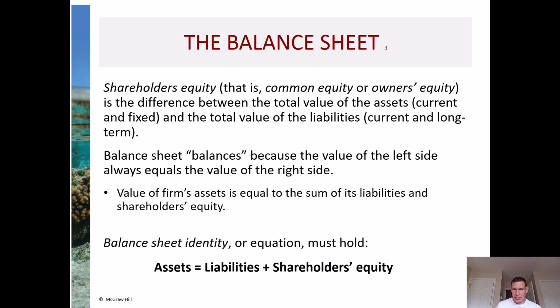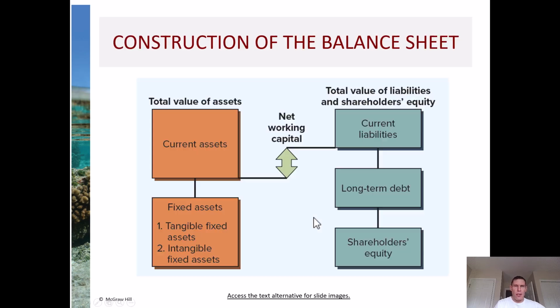All right, shareholders' equity. So this is common equity or owner's equity. This is the difference between the total value of the assets, current and fixed, and the total value of the liabilities, current and long term. So again, look at the equation at the bottom. Assets equals liabilities plus shareholders' equity. Now the balance sheet is called that because it balances, right, the value of the things on the left side against the right hand side. So assets typically on the left, I should say, and then liabilities and equity on the right hand side.